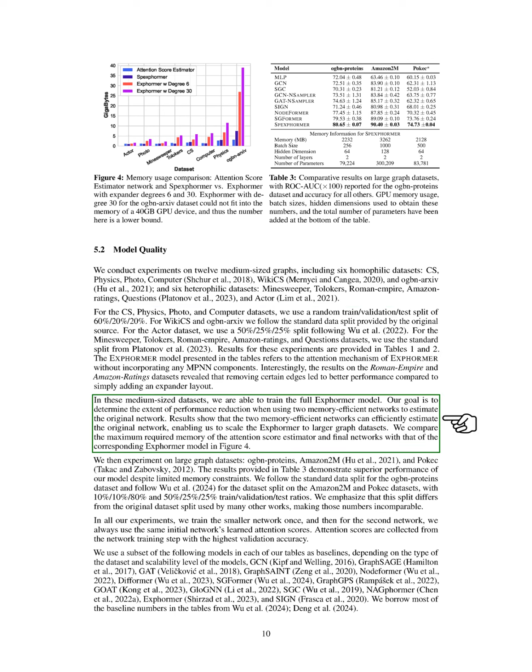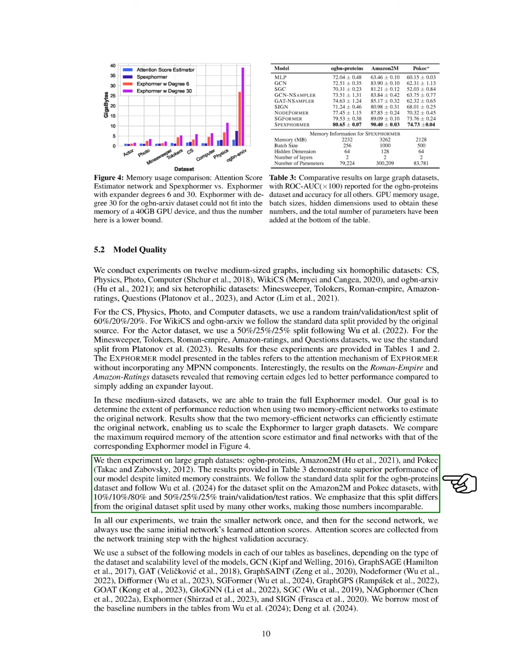We successfully trained the full Spexphormer model on these medium-sized datasets. Our aim is to assess how much performance decreases when using two memory-efficient networks to estimate the original network. The results indicate that these networks can effectively estimate the original network, allowing us to scale Spexphormer to larger graph datasets. We compare the maximum memory required for the attention score estimator and final networks against the corresponding Spexphormer model.